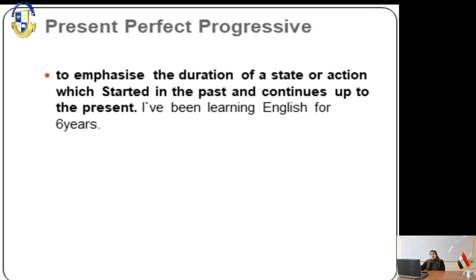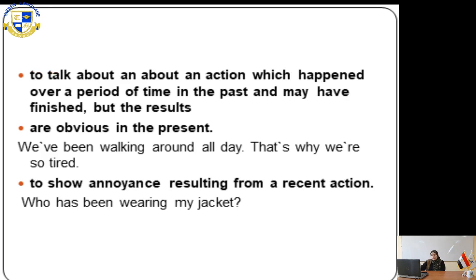The coming slide, or the second usage of the present perfect progressive, is to talk about an action which happened over a period of time in the past and may have finished, but the results are obvious in the present. So something started in the past, may have finished, we are not sure, but still we have the results clear in the present. We have been walking around all day. That's why we are so tired. So something that we have been doing and the result is clear during the present time.